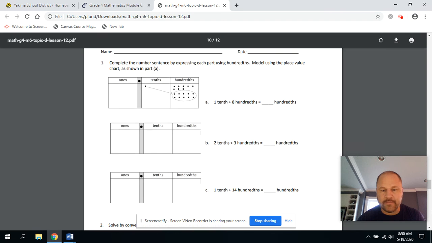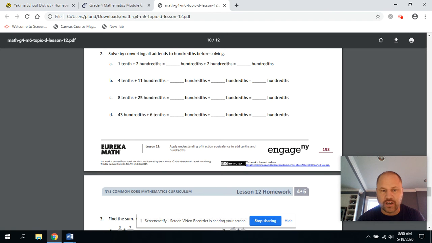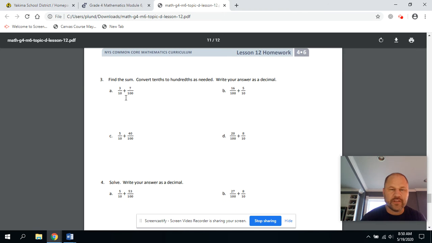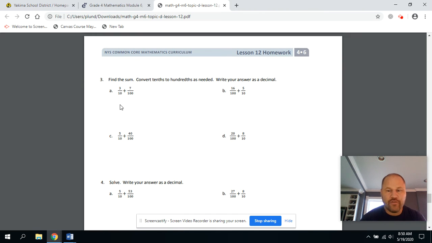And then let's skip down here where we don't have any of the charts. And you get something like this. 3/10 equals how many hundredths? 30. So I usually just cross it off. Boom. And then put 30 hundredths plus 7 hundredths equals 37 hundredths, which if you write it as a decimal is 0.37.